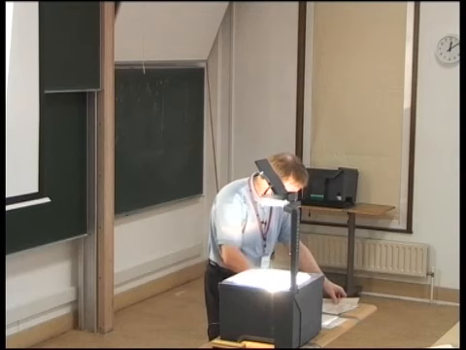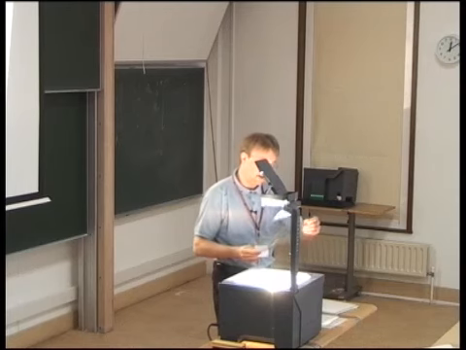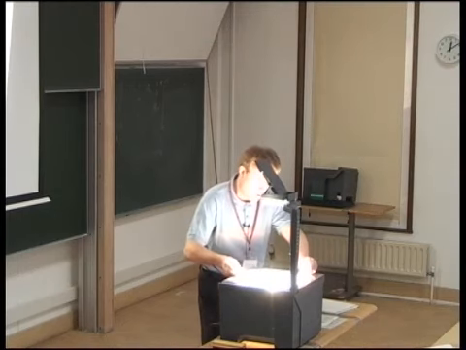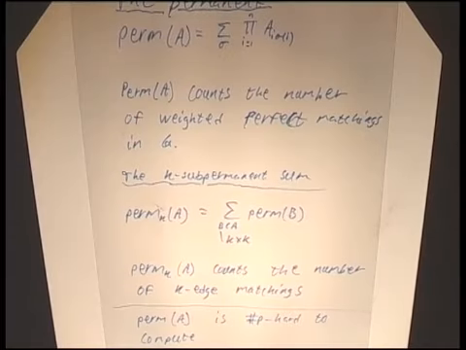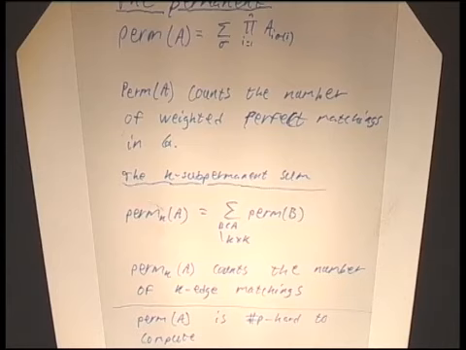Using this representation, we get a nice connection to something called the permanent of a matrix. The permanent is defined as this sum, where the outer sum is over all permutations sigma of the numbers 1 to n. It's exactly defined as the determinant, but you throw out the sign.